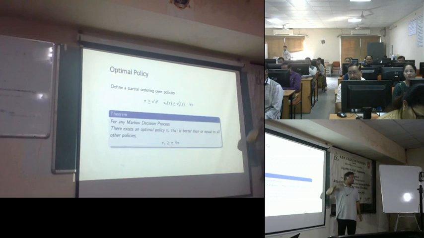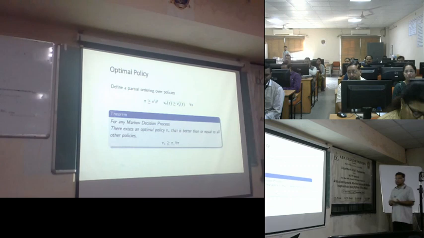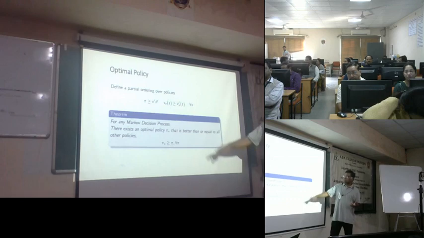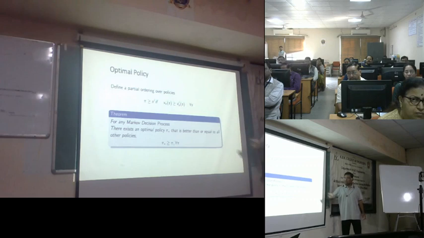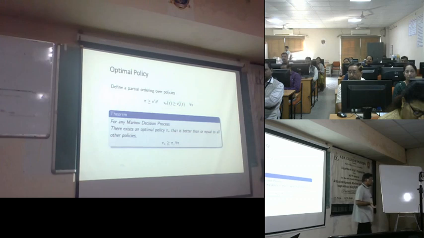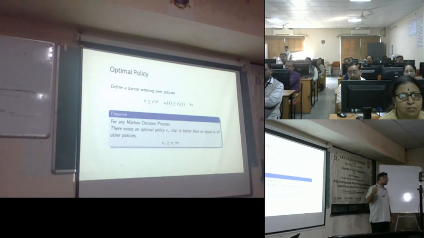So given any policy, that is any state transition matrix or any state action matrix, we define that if for every s, V_pi(s) is greater than V'(s) for all s, then we say this policy is better than the earlier policy. This was proven by Markov, that there exists an optimal policy that is better than or equal to all other policies. So we want to find this policy which is optimal, which is better than all other policies, which will give us the best reward. So we want to optimize the rewards.